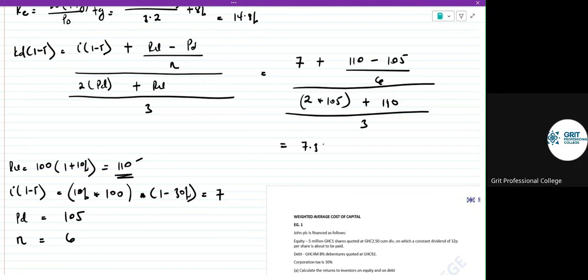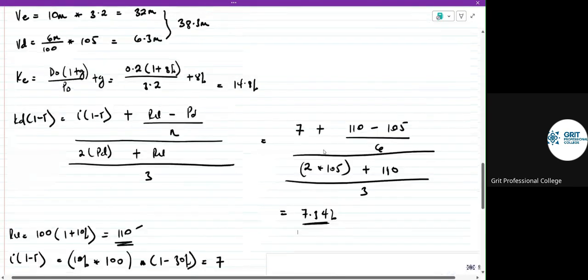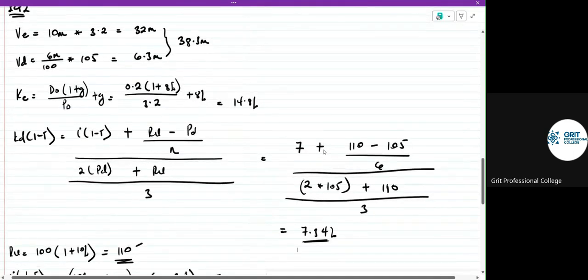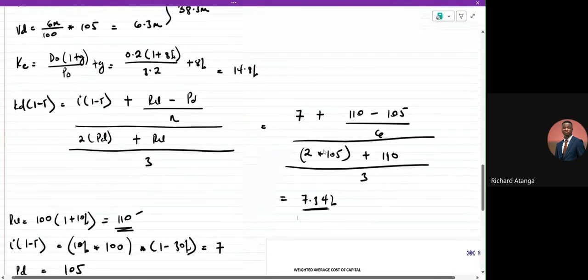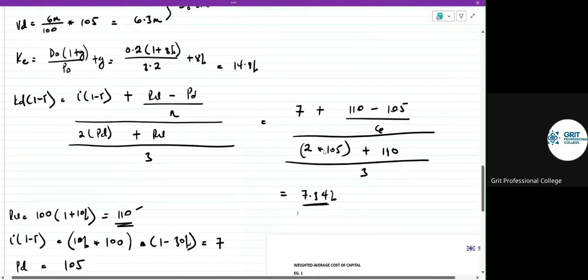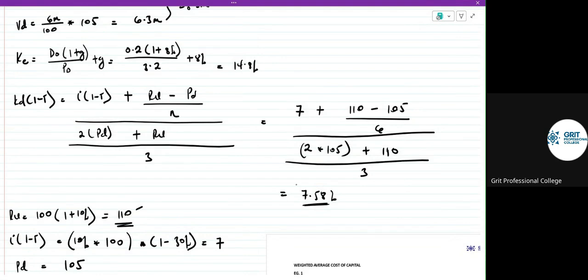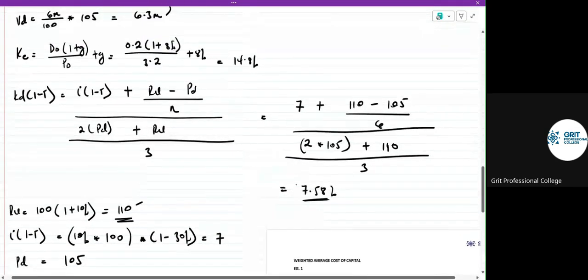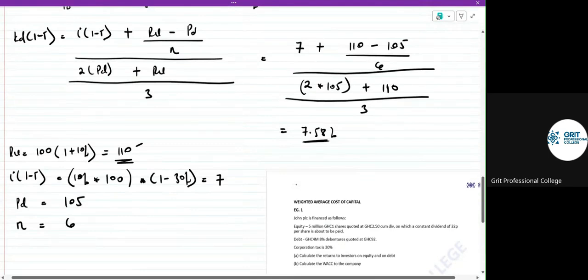7.34%. Can anybody else confirm? 7.34. All right. 7.58. You are getting 7.58. Okay. I'm sure one or two things could lead to the difference. All right, 7.34, 7.58. We can work around that. So I need at least a 7 point something, right?